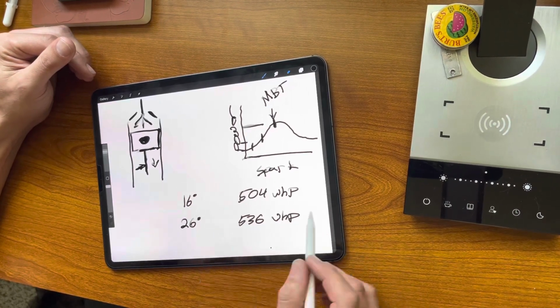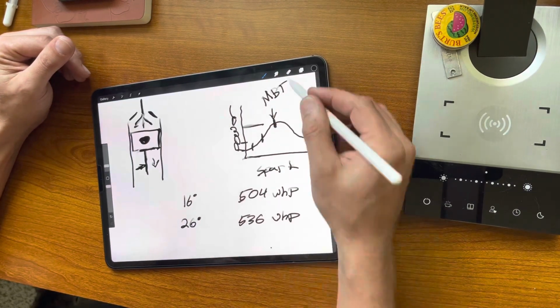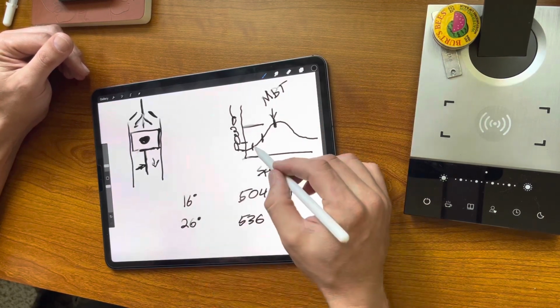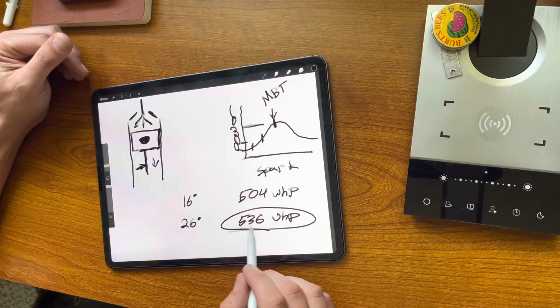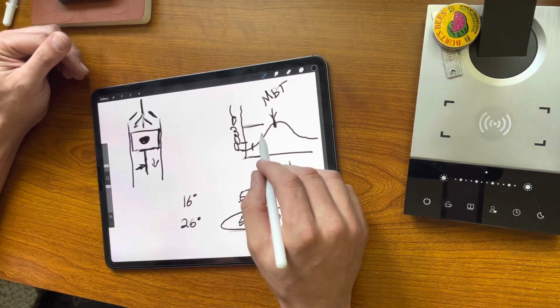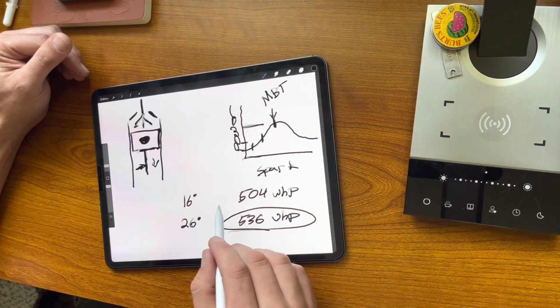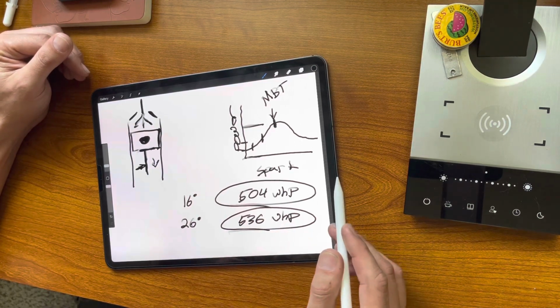Same setup, same everything, but I put in a better fuel, and the fuel didn't necessarily make more power. It was the fact I was able to push the ignition timing up into MBT that allowed me to make this horsepower. So this car was making this horsepower anyway, but because of my lower octane rating, I could only hit right here before the fuel started to become unstable. The burn rate started to become unstable, and it limited me to 504 horsepower.